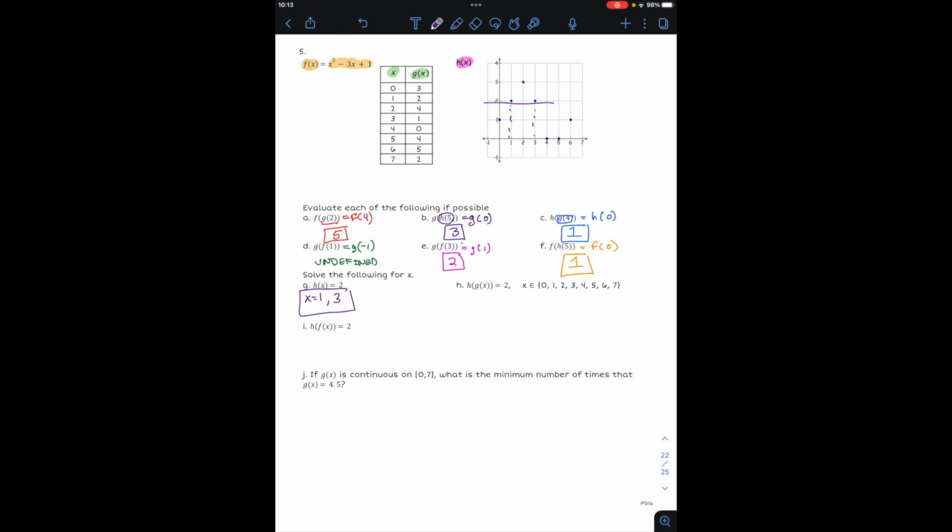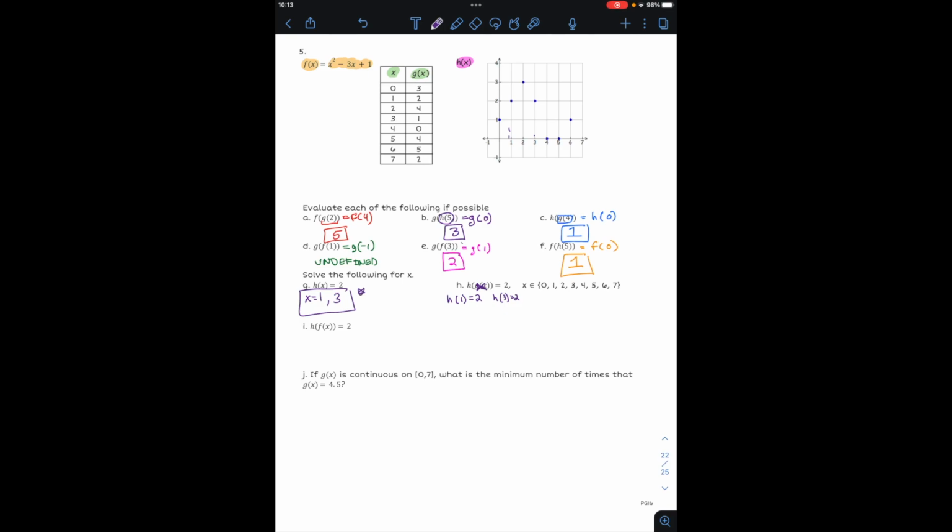H of g of x equals 2. So this one I need to know, like if I imagine this is h of x equals 2, I want to know for what inputs are my outputs 2. Well, we just said a second ago that that was true for h of 1 equal 2, and also h of 3 is 2 from this problem right here.